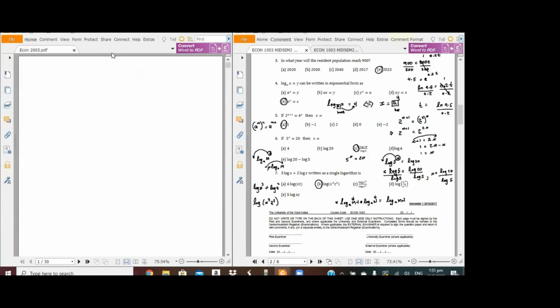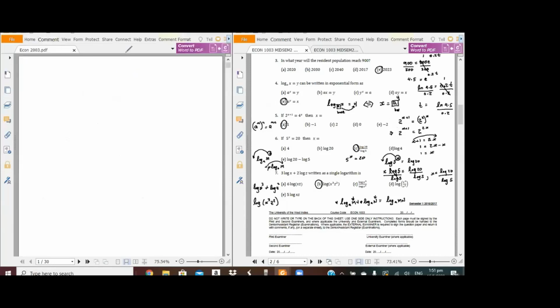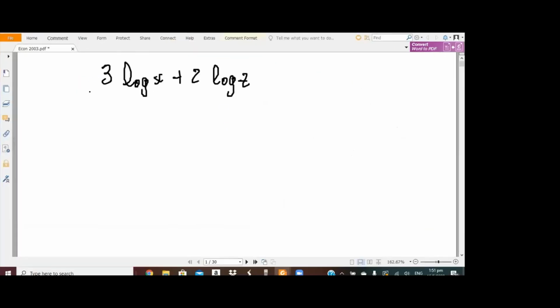All right, so for number 7, we were given 3 log x plus 2 log z, and we're supposed to write it as a single logarithmic expression, right? So let me just make this bigger so you can actually see now. What I was saying is that if we were supposed to apply our law of logarithms, let me just write those here, log of m plus log of n, then we know that all we do is that it's going to give me log of mn, right?